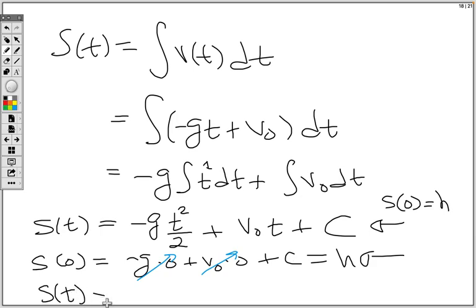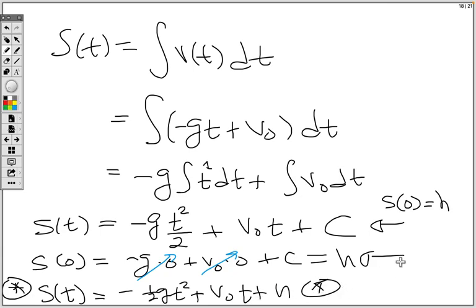And so I get the formula that you probably see in the algebra books here, rewriting this a little bit: minus 1/2 gt squared plus v naught t plus h. That gives you the formula for one-dimensional motion of an object launched from a height h, initial velocity v naught, vertical motion there under the influence of only gravity. And so that'll do it for that example.